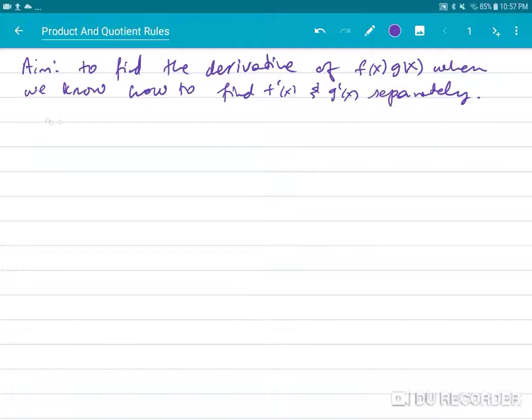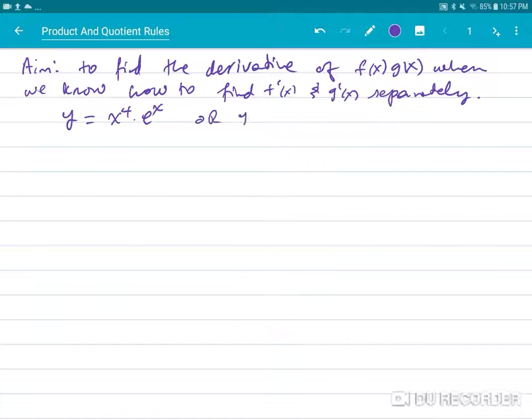A quick example is something that looks like x to the power of 4 times e to the power of x. So I can find the derivative of x to the power of 4. I can find the derivative of e to the power of x. But can I find the derivative of the product of these two functions?